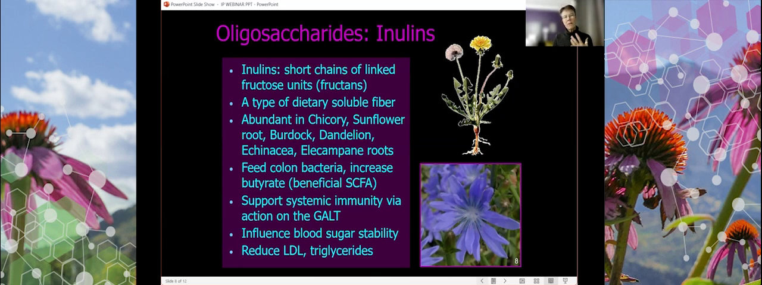And all of this activity of the gut microbes eating the inulins and turning them into beneficial metabolites supports immunity all over the body, systemic immunity, via action on the GALT. That stands for gut-associated lymphoid tissue, because we have a lot of immune system action in the gut. And it communicates via the lymphatic channels with all of the lymph nodes and the rest of the immune system.